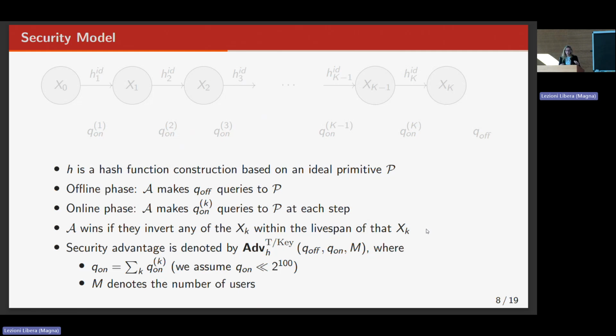And in order to leverage the salts, we also consider the multi-user setting, where we have M users. And for Q_on, we made some computation in order to estimate what upper bound would be reasonable for the online phase. We ended up with the conclusion that 100 bits of security is a reasonable upper bound. You can check the papers in order to get more details.